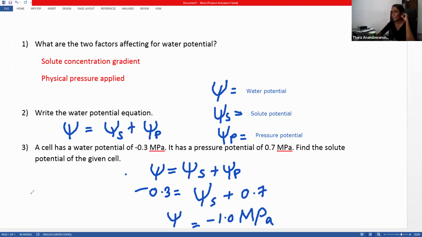That day I discussed flaccidity, turgidity, and those things also, no? Isn't it? Right. Wait a second. I'll explain again with another diagram.